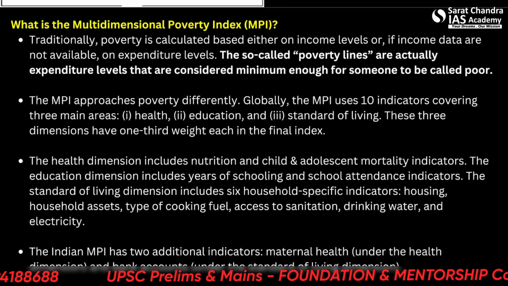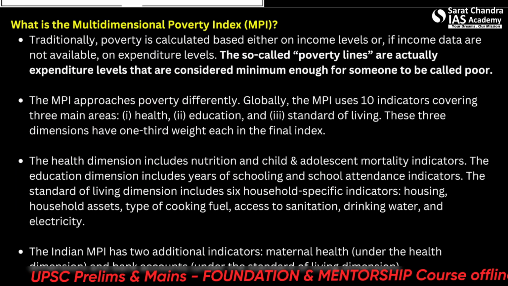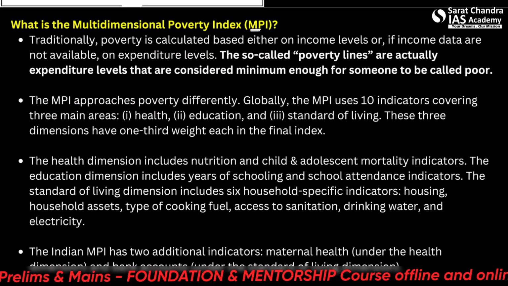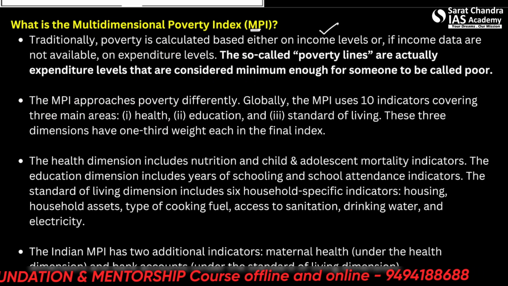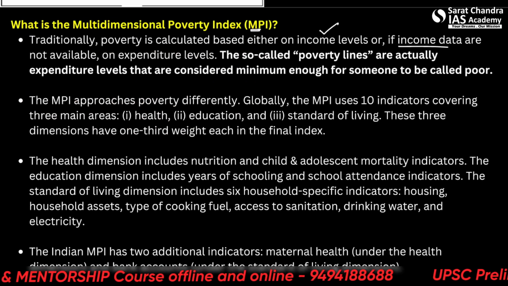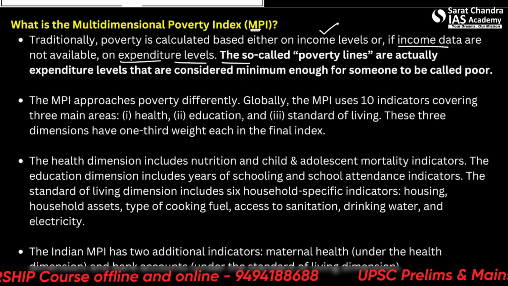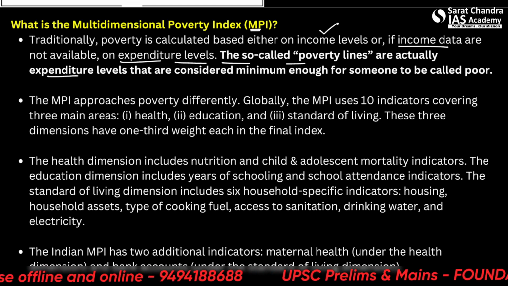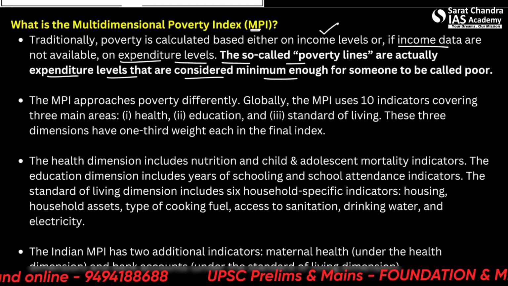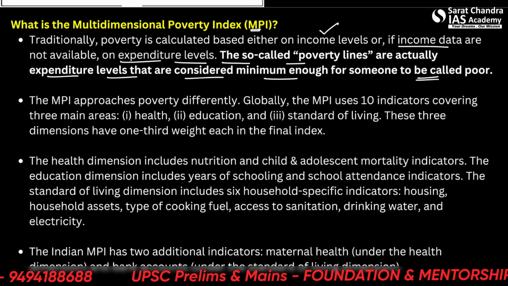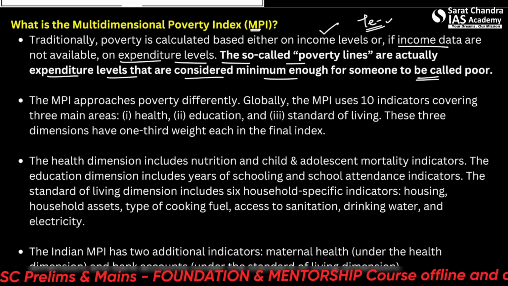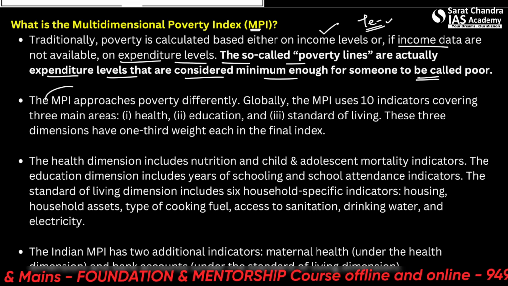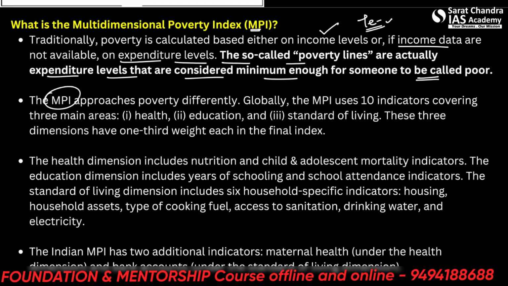Now let's talk about what is the multidimensional poverty index, that is MPI. So traditionally, poverty is calculated based either on income levels, or if income data are not available, expenditure levels. The so-called poverty lines are actually expenditure levels that are considered minimum enough for someone to be called poor. So you must remember the Tendulkar line, etc. So what is different about the MPI or multidimensional poverty? That it has multiple dimensions.